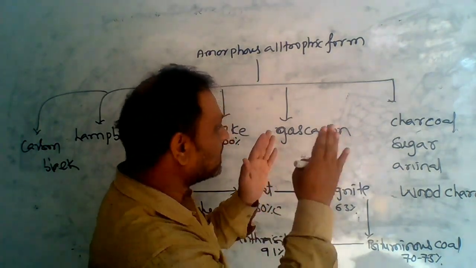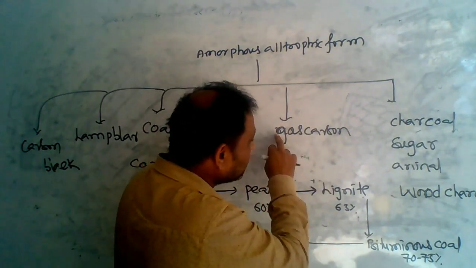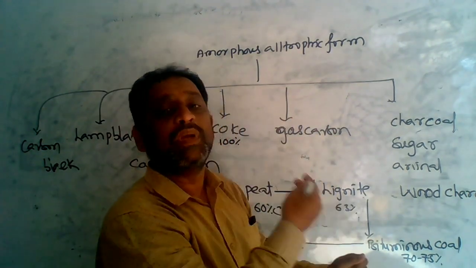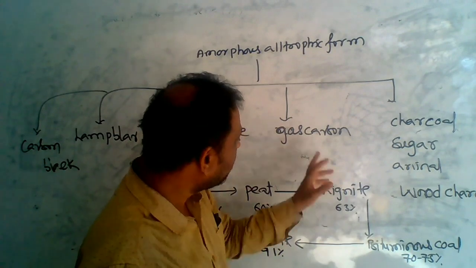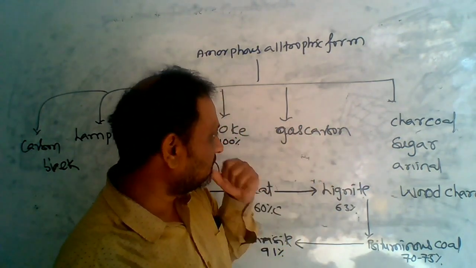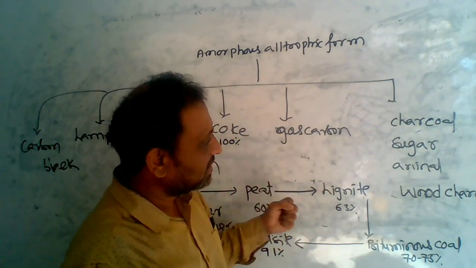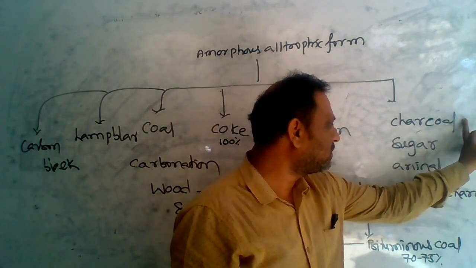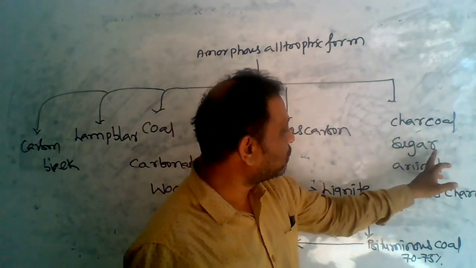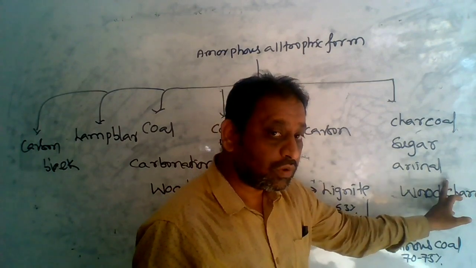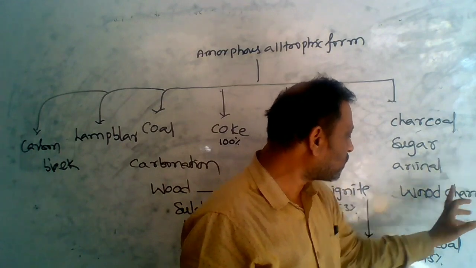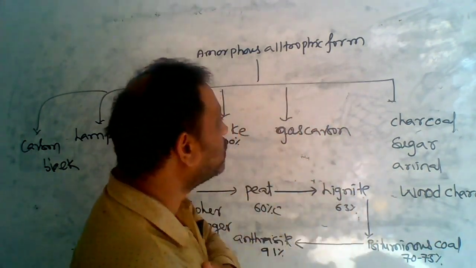Vaporized carbon is deposited on the surface of a solid. Gas carbon is a good conductor of electricity due to the mobility of free electrons. That's why gas carbon is used as an electrode in dry batteries. Charcoal is further divided into three types: sugar charcoal, animal charcoal or bone charcoal, and the third one is wood charcoal.